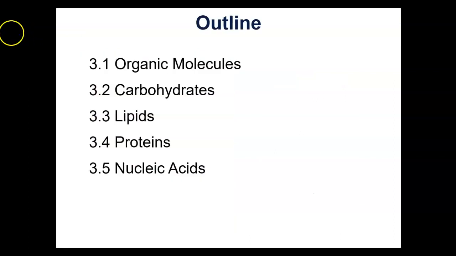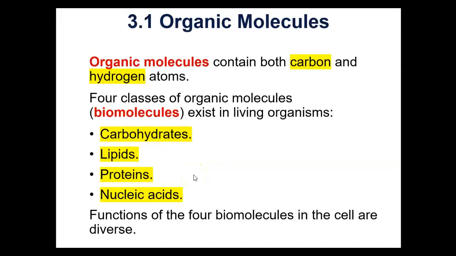So this is a list of, first there's, in section 3.1, a section on basically what it means to be organic, and then the other 4 sections are on the 4 biomolecules or macromolecules. They're the 4 molecules of living things. They're carbohydrates, lipids, proteins, and nucleic acids.